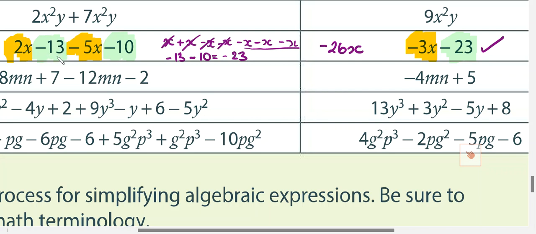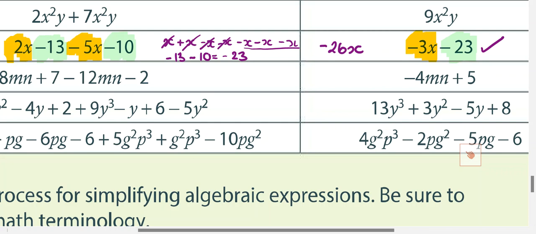Because negative 13, being a constant term, will always be negative 13. It won't change. 2x, however, will change depending on what x is. So all we can do to simplify it is say, well, we'll end up with negative 3 times whatever x is, but we'll always have the negative 23. Yes? So let's follow that through.